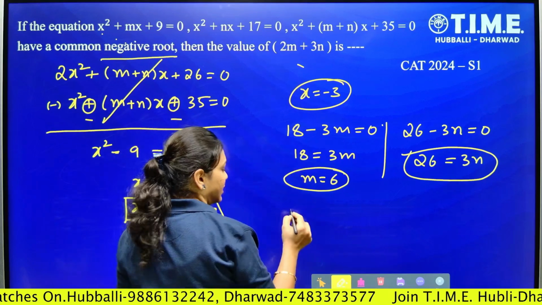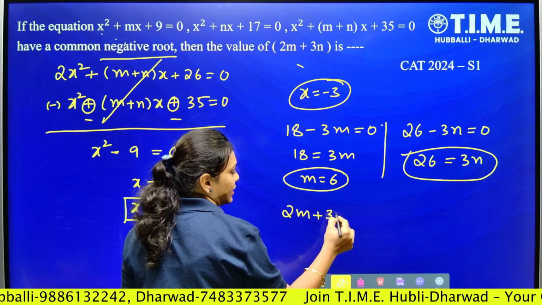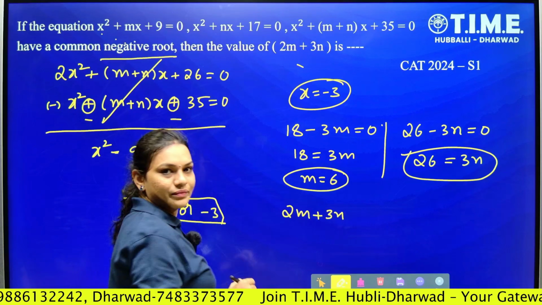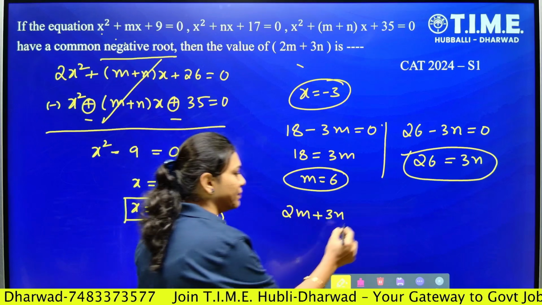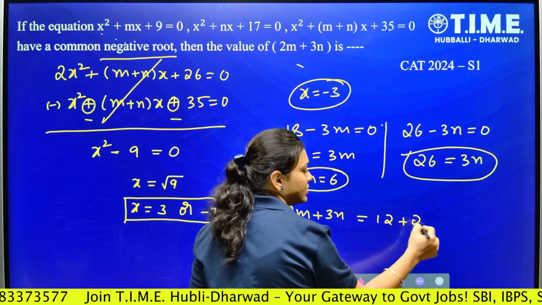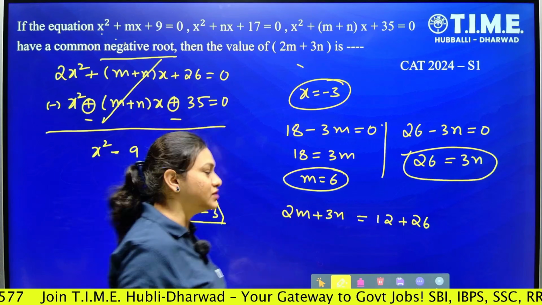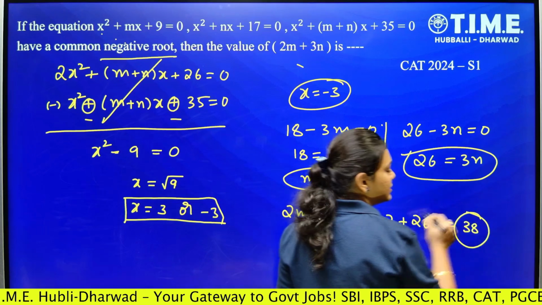Finally, we need to find the value of 2m plus 3n. m is 6, so 2 times 6 is 12. 12 plus the 3n value, which is 26, gives us how much? 38. So the right answer for this question is 38.